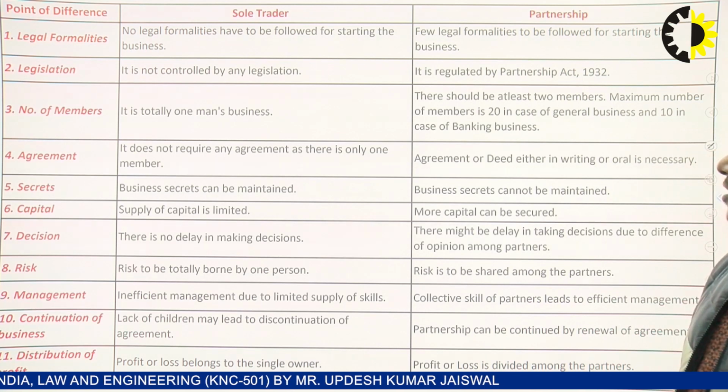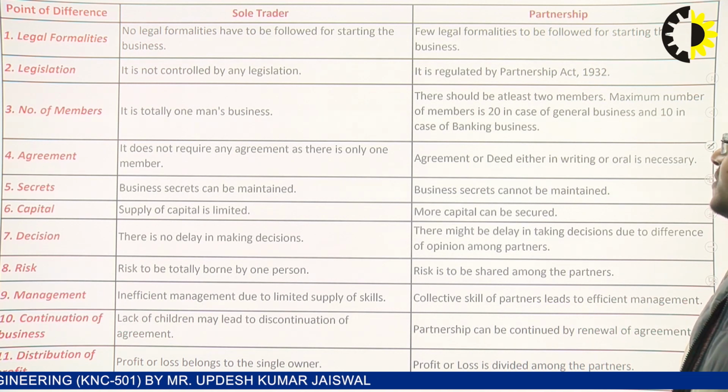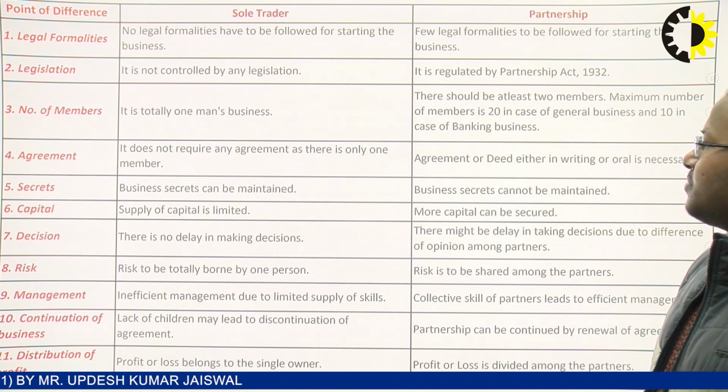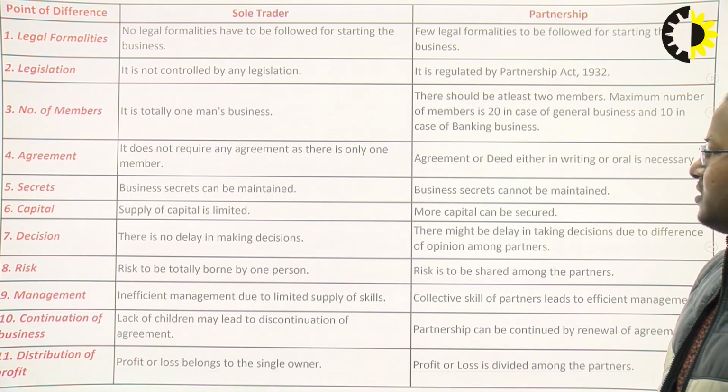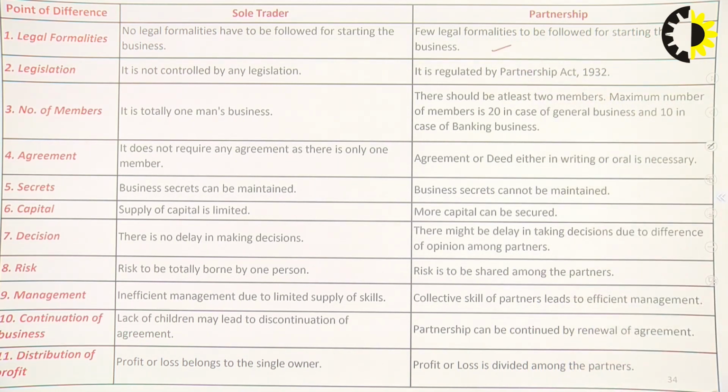Here I have mentioned the 11 points of difference between the sole trader and partnership. The basis of differences are legal formality, legislation, number of members, agreement, secrets, capital, decision, risk, management, continuation of business, and distribution of profit. Legal formality: for a sole trader, no legal formalities have to be followed for starting the business, but in case of partnership, a few legal formalities have to be followed. Legislation: a sole trader is not controlled by any legislation, but a partnership is regulated by the Partnership Act 1932.